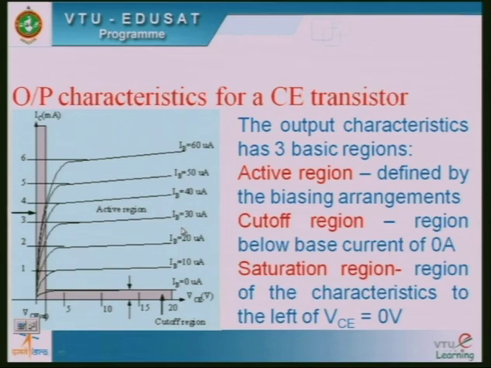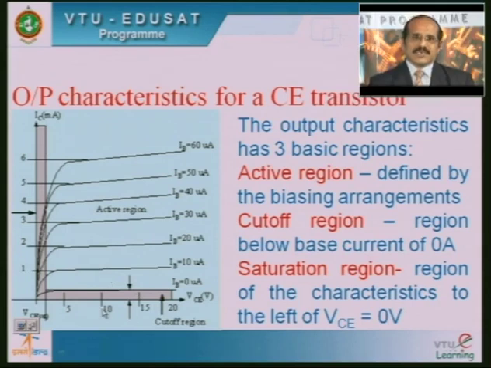And let us see now the output characteristics of a common emitter transistor. Common emitter transistor means the emitter is common with reference to both input as well as output. In common emitter configuration, input is the base and output is the collector. As shown in this figure, once again there are three regions: the cutoff region, the active region and the saturation region.